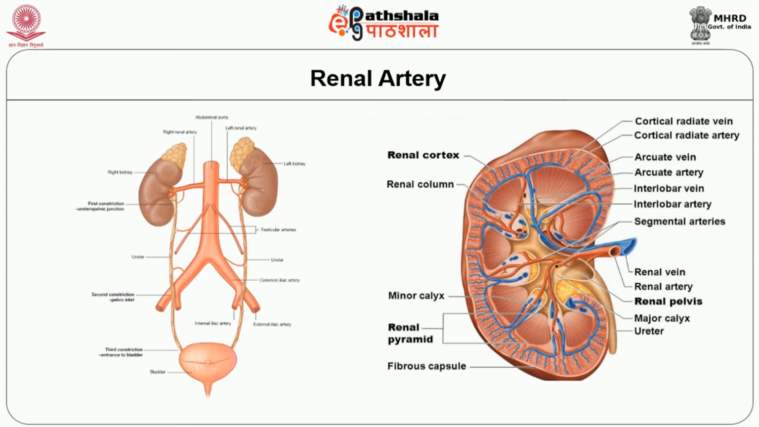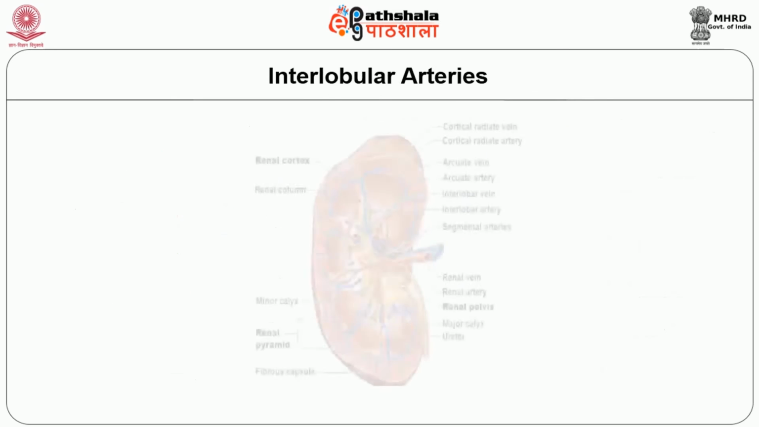The renal artery arises directly from the abdominal aorta and enters the kidney through the hilus. It passes through the renal sinus and divides into many segmental arteries. The segmental artery in turn subdivides into interlobar arteries.